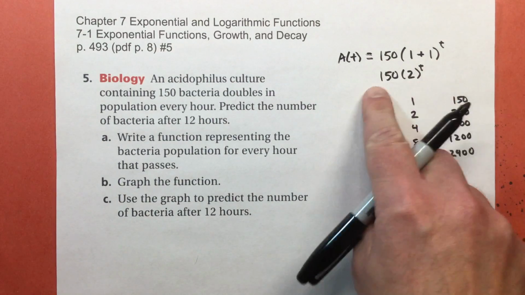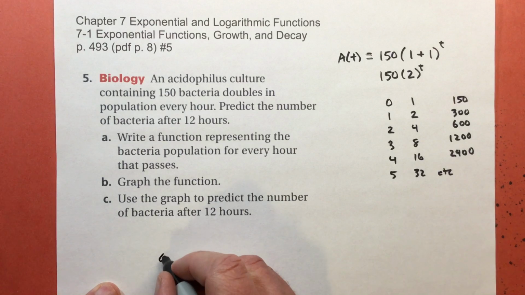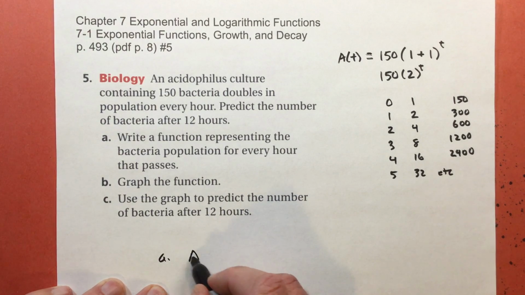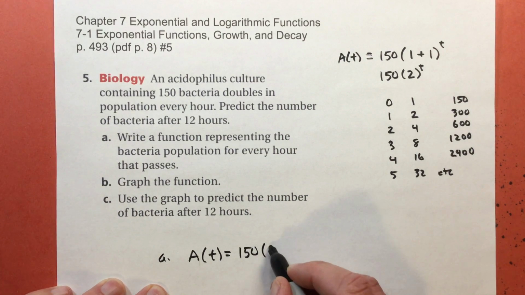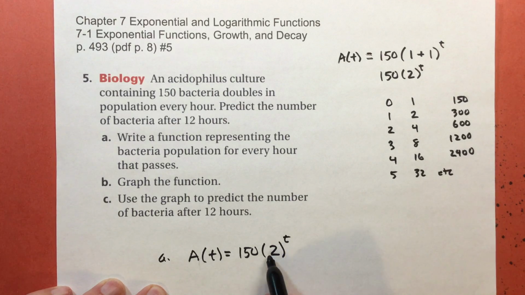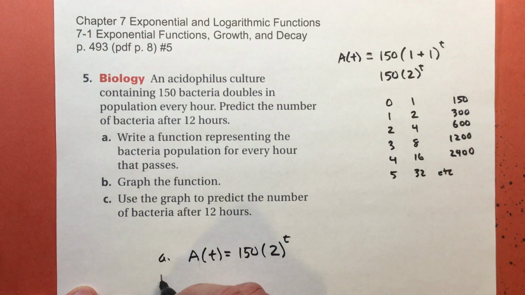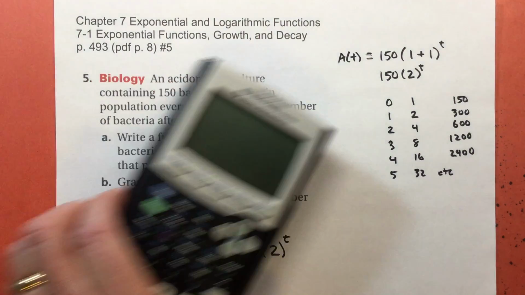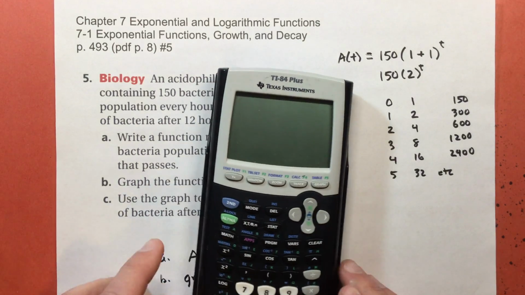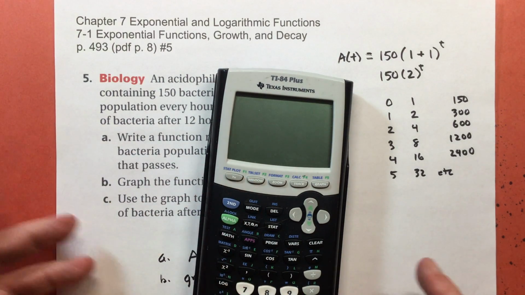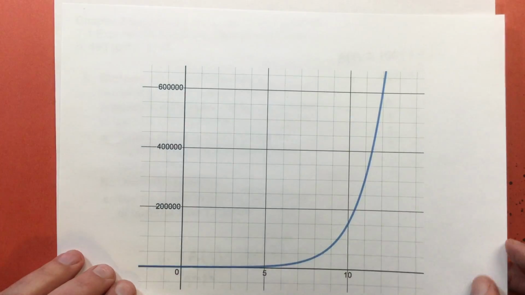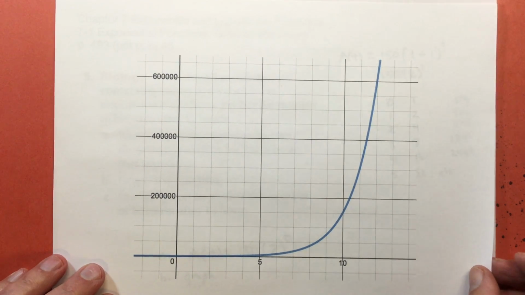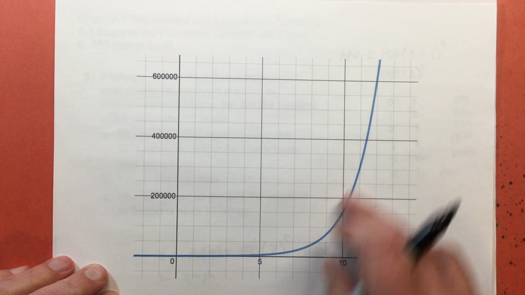So this is the function that represents this, and I'll rewrite it. For part A, the number of bacteria, the amount, is equal to 150 times 2 to the t power, or if you want to say 1 plus 1, that's fine. Part B, we need to graph it. You can graph it like this. If you do, you're going to have to play with the window to match it up with what you see. You can probably do this in Desmos, and I don't have my other iPad here, so I'm not going to show you the Desmos, but this is what it looks like.